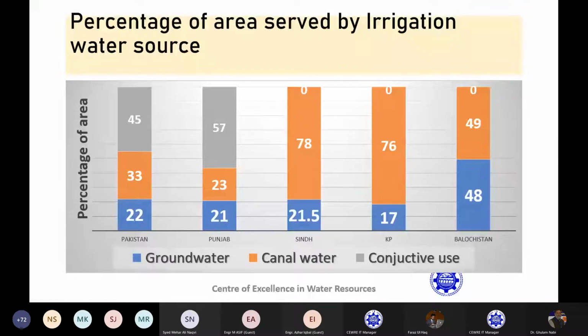the Punjab, 21% is canal water, 23% is fresh water, and 57% is conjunctive use. So most of the water used in the Punjab is groundwater in the conjunctive use form. In the rest of the provinces, there is no conjunctive use. Either they are using the canal water or they are using the groundwater, either saline or fresh. They are standalone.